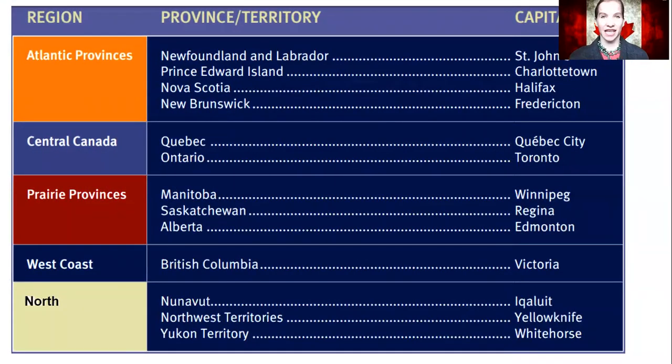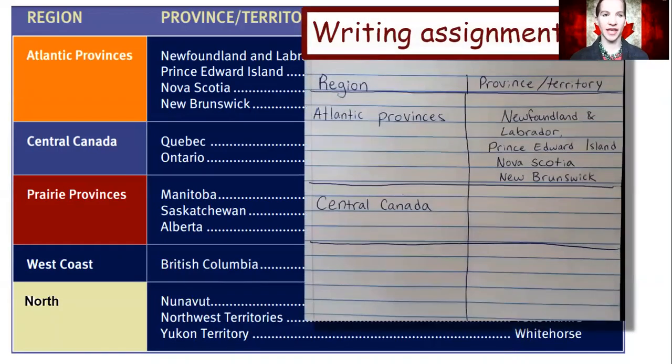Finally, if you like to study, if you like to write, you can do one more assignment. You can copy this table in your notebook. You can write region, Atlantic provinces, and then write all of the provinces. You can write the capital cities, but if you just want a shorter assignment, just do the region and the provinces. This will help you remember and pass your tests.